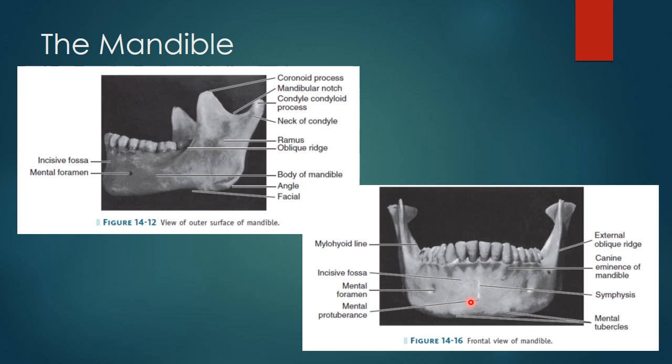Immediately posterior to the symphysis and immediately above the protuberance is a shallow depression called the incisive fossa. There is also the canine eminence of the mandible, which is the counterpart of the canine eminence found in the maxilla. However, this eminence does not extend down very far toward the lower border of the mandible.